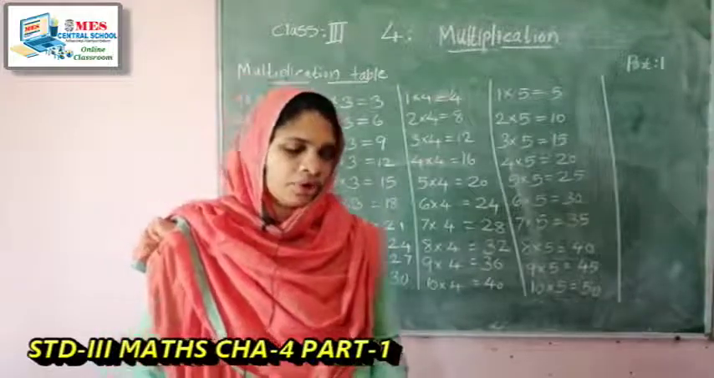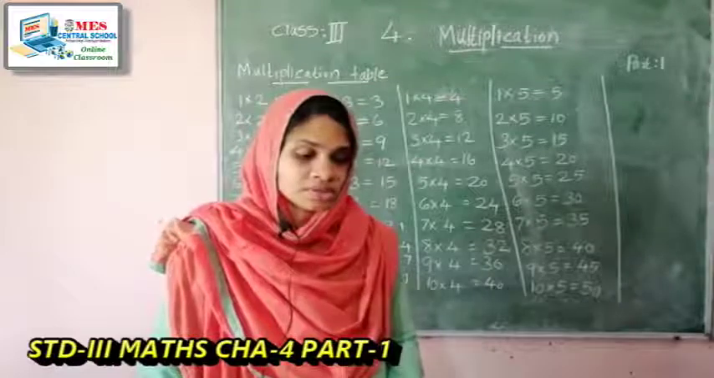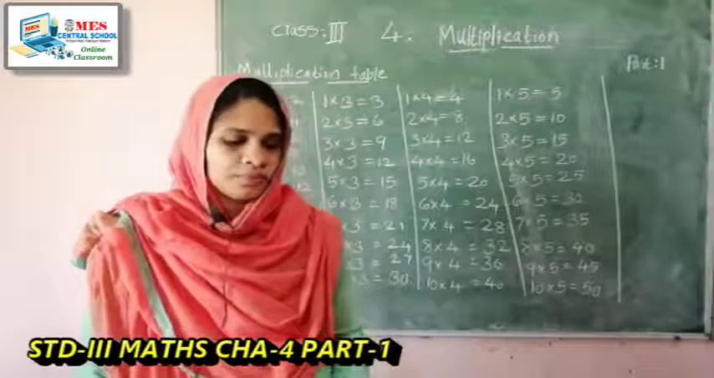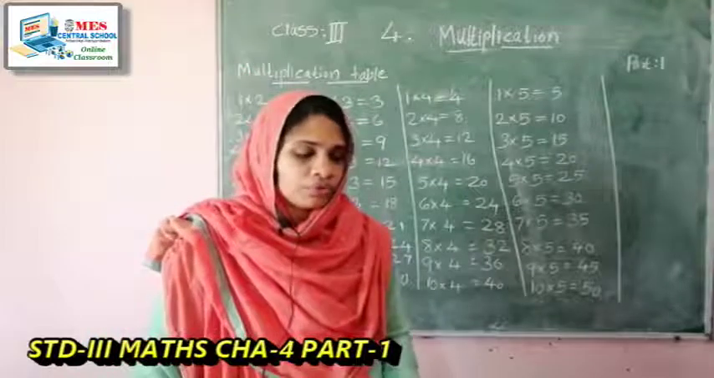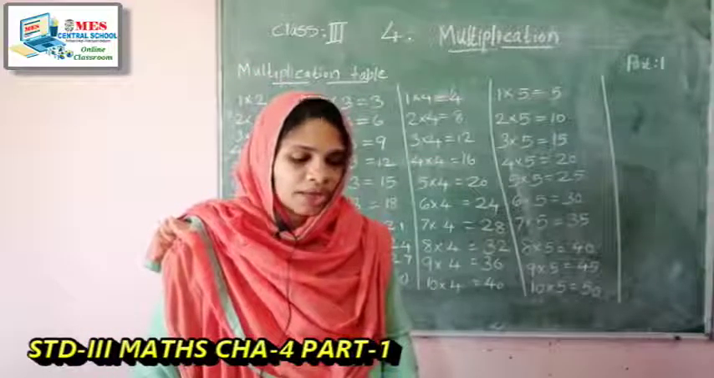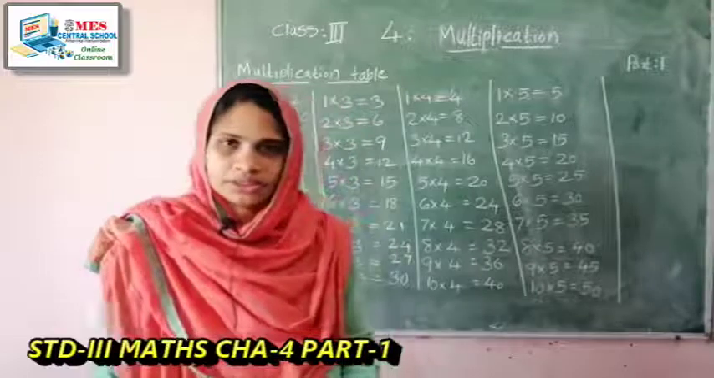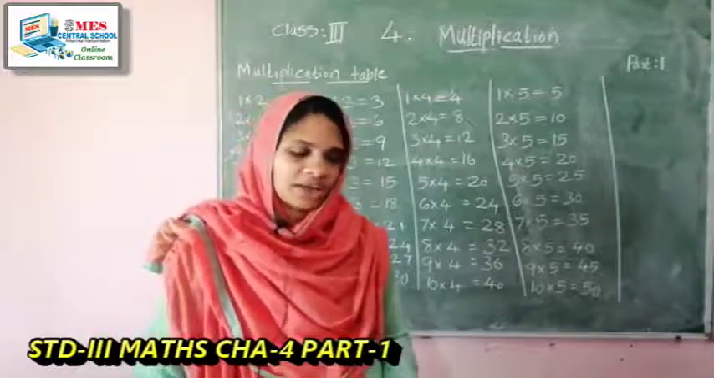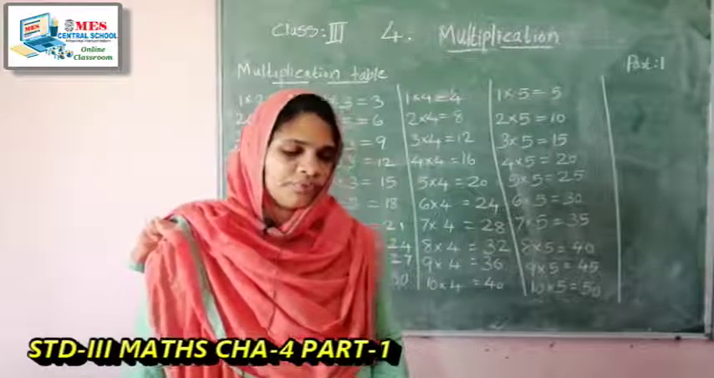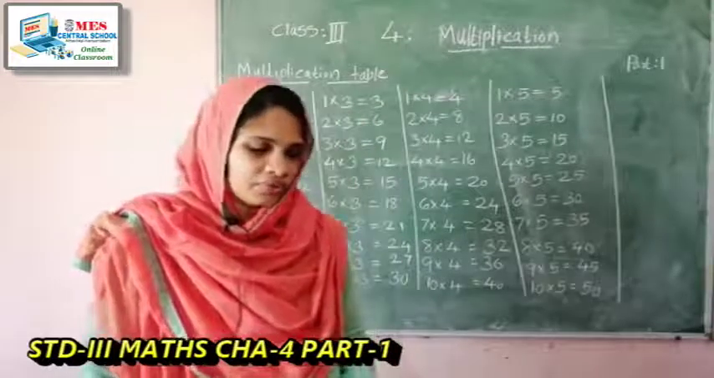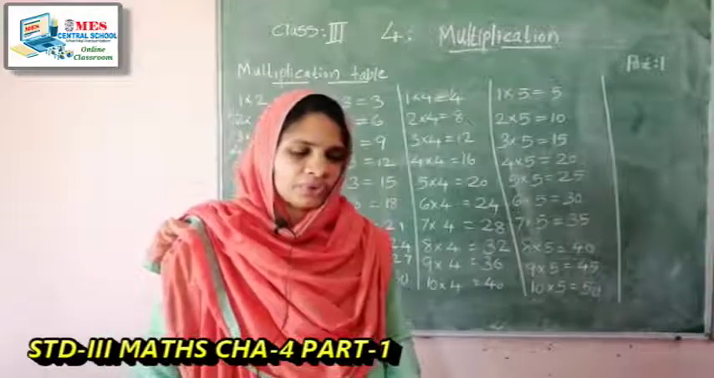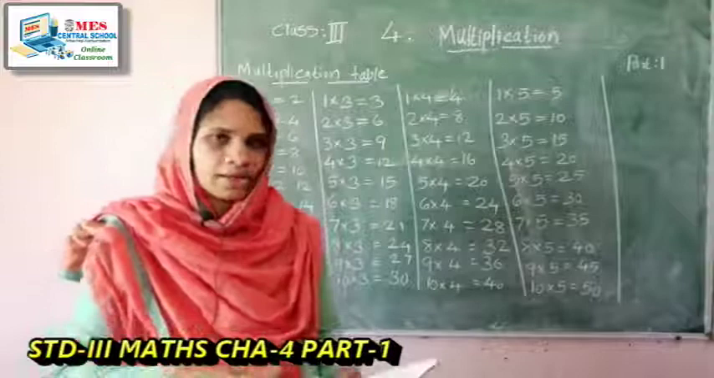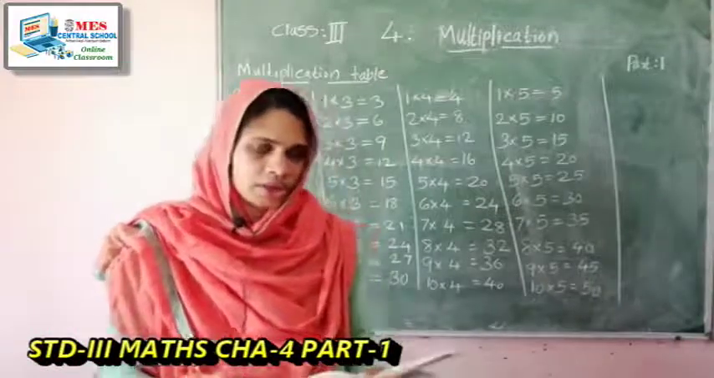Similarly, 4 into 8 is 4 times 8, or 8 plus 8 plus 8 plus 8. Next, 5 into 4 is 5 times 4, that is 4 plus 4 plus 4 plus 4 plus 4. Similarly, complete all the checkpoint questions in your textbook.